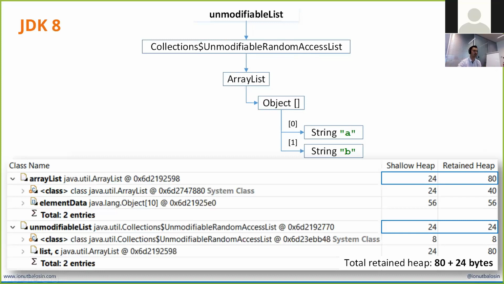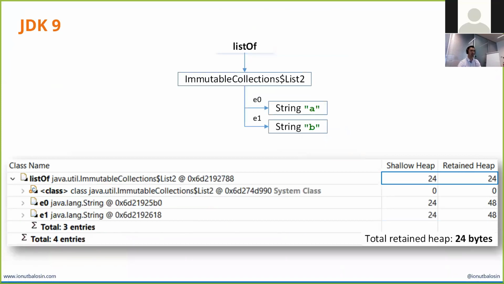In total, the retained heap is 80 plus 24, around 104 bytes. In comparison with the JDK9 version, with two strings, it's very compact. It's that particular custom List2 wrapper, and it has E0 and E1, and the total number of retained heap in terms of bytes is 24. So also it's more compact.